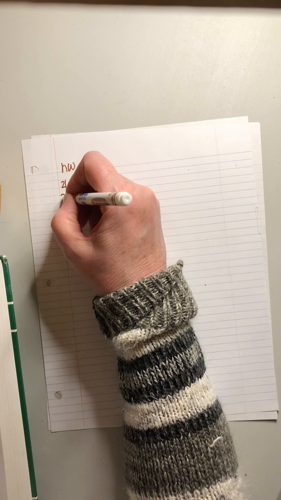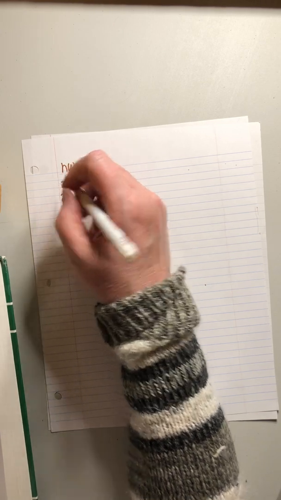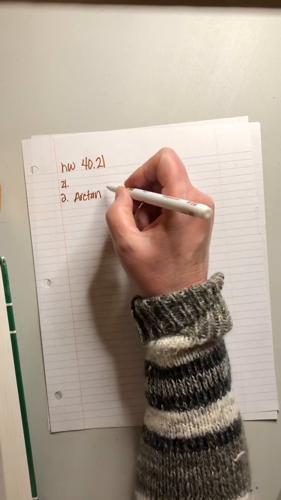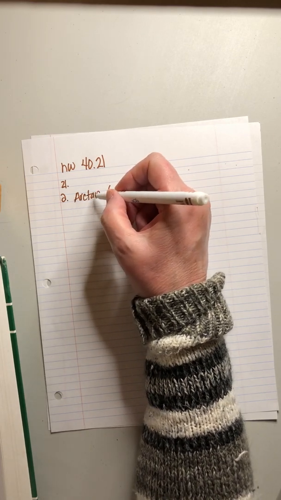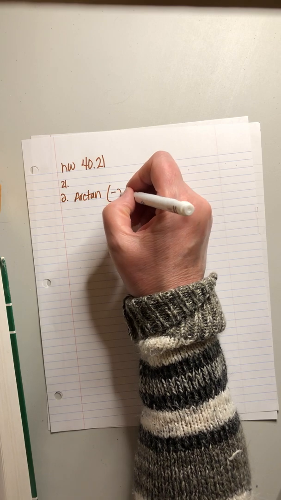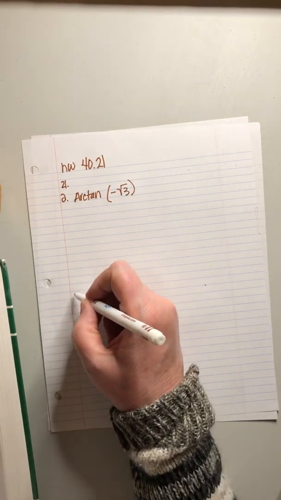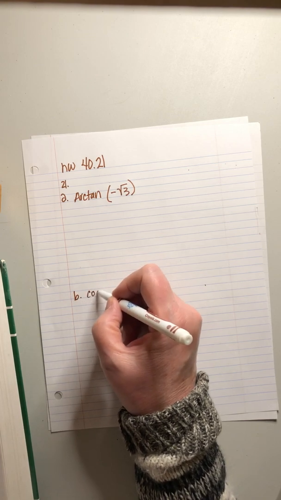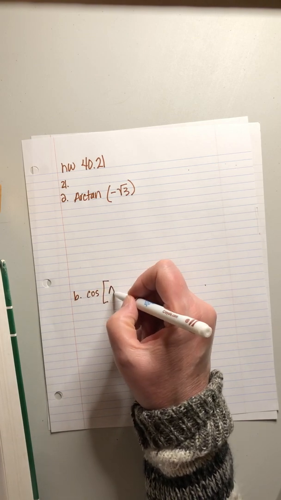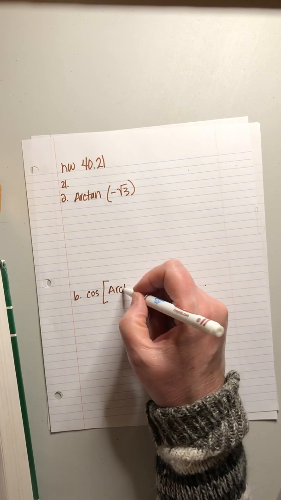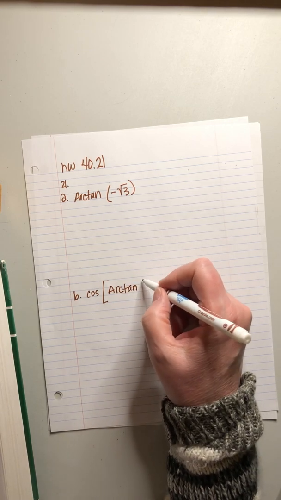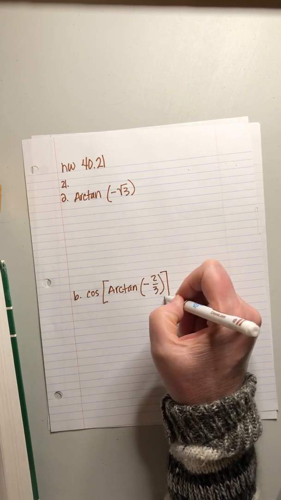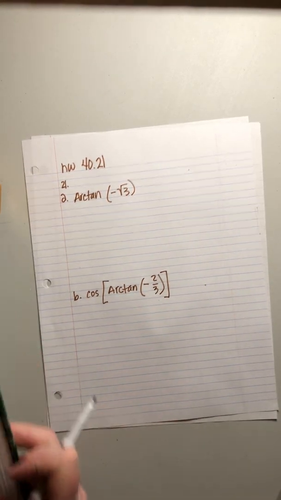21. A is, we're supposed to find the angle whose tangent is -√3. And then we're supposed to find the cosine of the angle whose tangent is -2/3. Okay, these are similar to the ones that we did a few minutes ago.